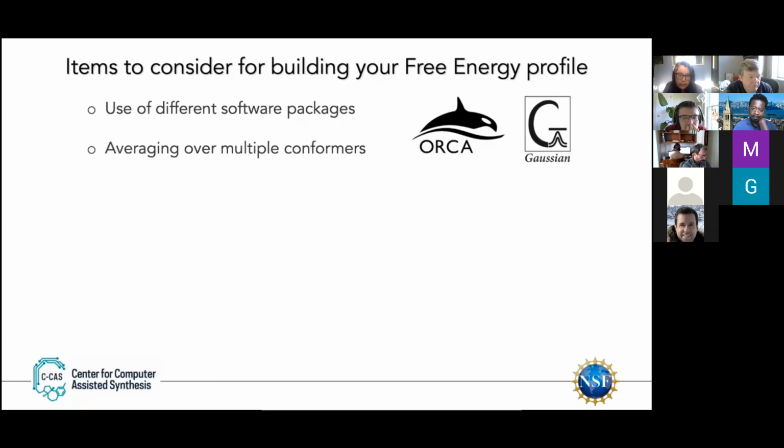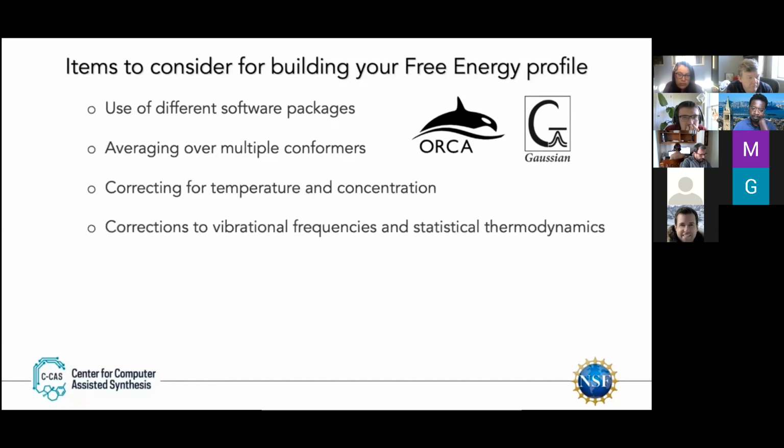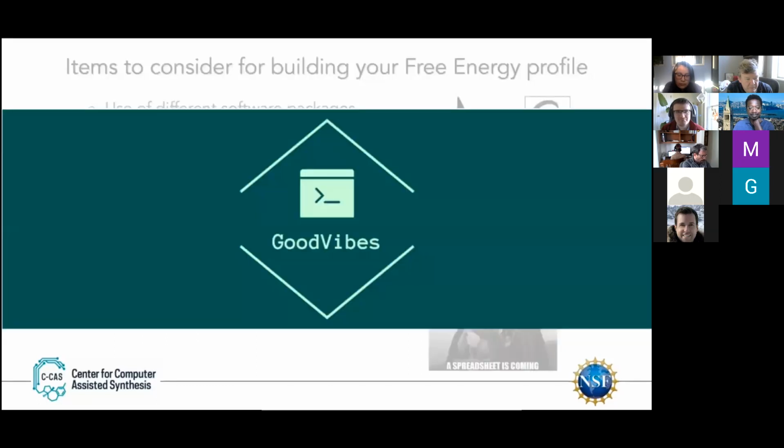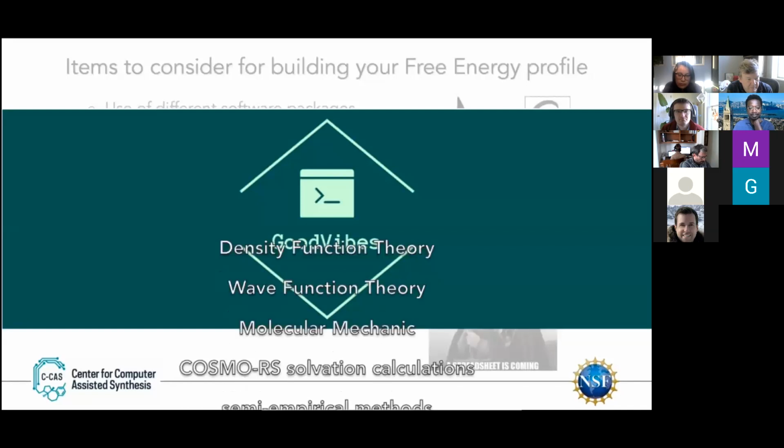Are there specific reaction conditions that we will need to consider for our analysis? Also, we might need to correct for certain vibrational frequencies and statistical thermodynamics. All of this analysis might traditionally be done with a spreadsheet, which often leads to human error. Therefore, a Python-based workflow would be advantageous in the ease of reproducibility and reliability for building a free energy profile for every research project. So look no further, because GoodVibes can handle output files produced from these different calculation types.